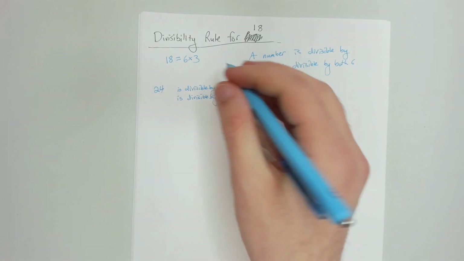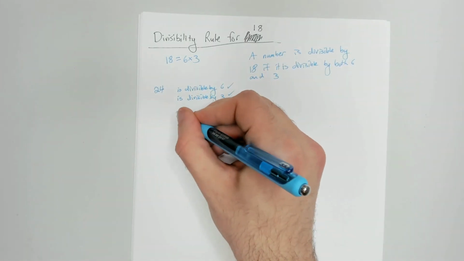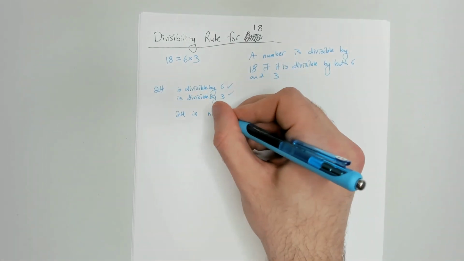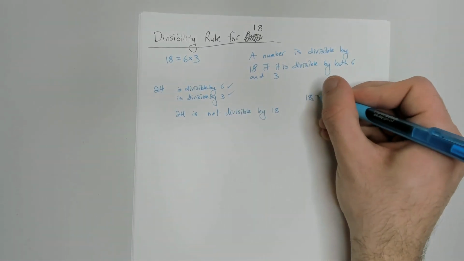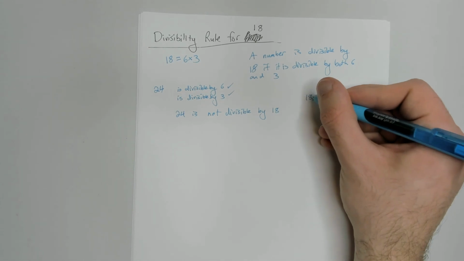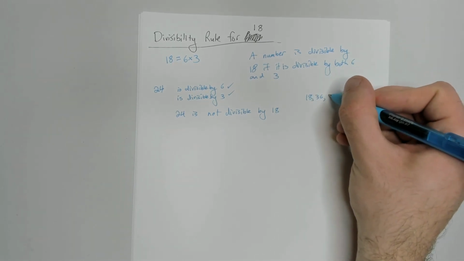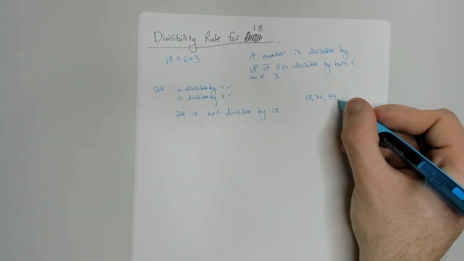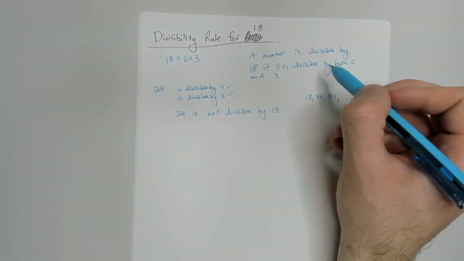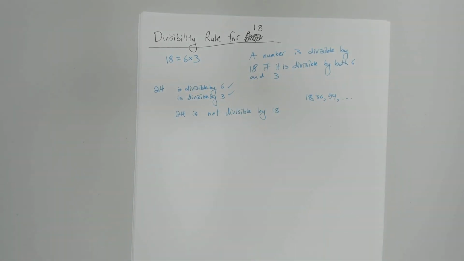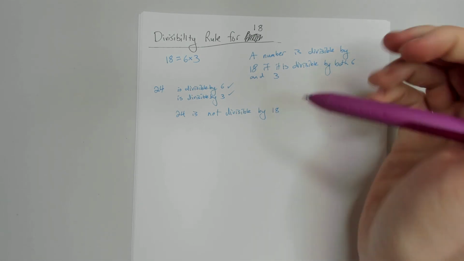But is 24 divisible by 18? No, right? 24 is not divisible by 18. If we take multiples of 18, we immediately skip over 24 when we go from 18 to 36. So we see that 24 is not divisible by 18, and yet this test is telling us that it's divisible by 18. So what that tells us is that this test is actually wrong.